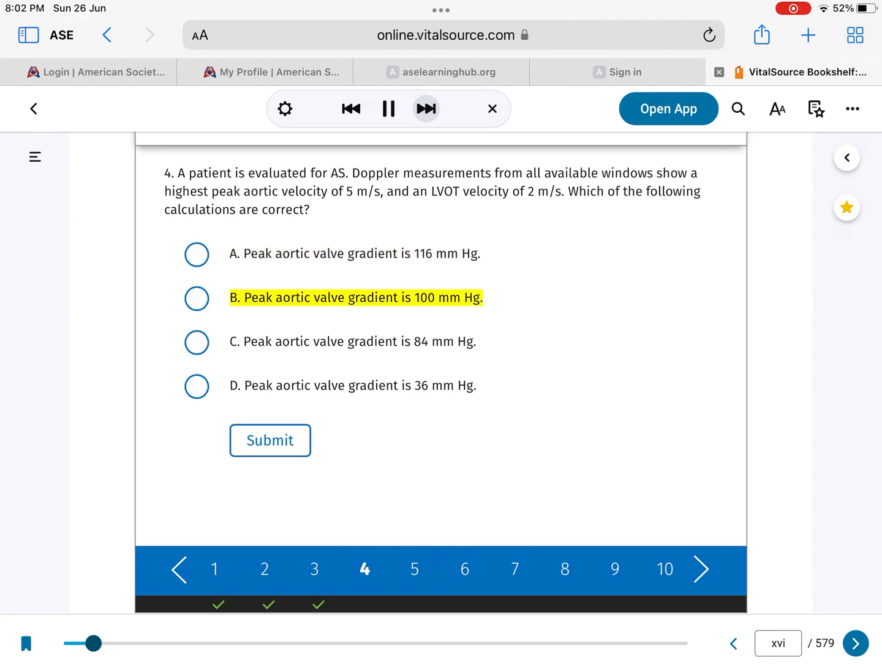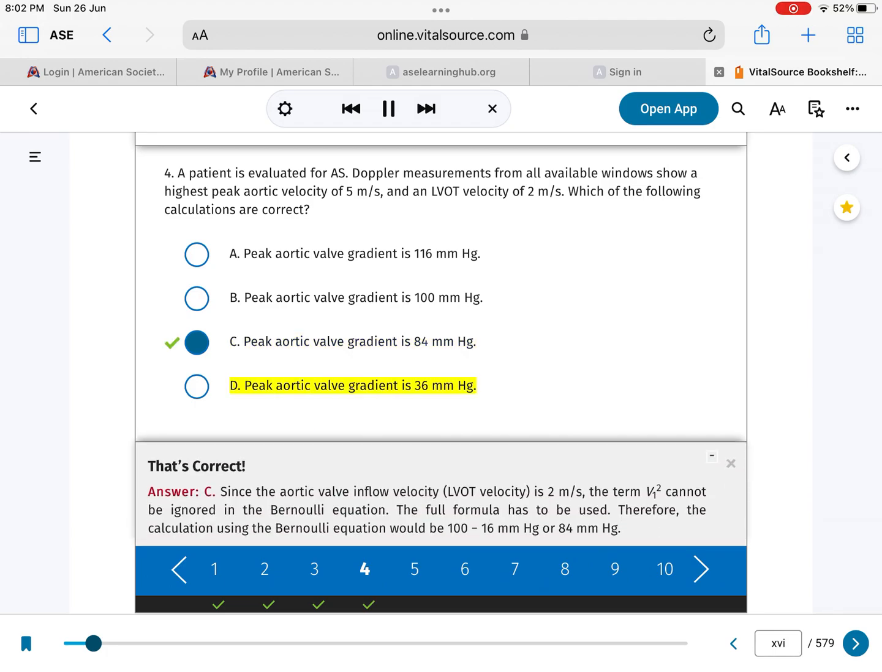B. Peak aortic valve gradient is 100 mm Hg. C. Peak aortic valve gradient is 84 mm Hg. D. Peak aortic valve gradient is 36 mm Hg. Submit.